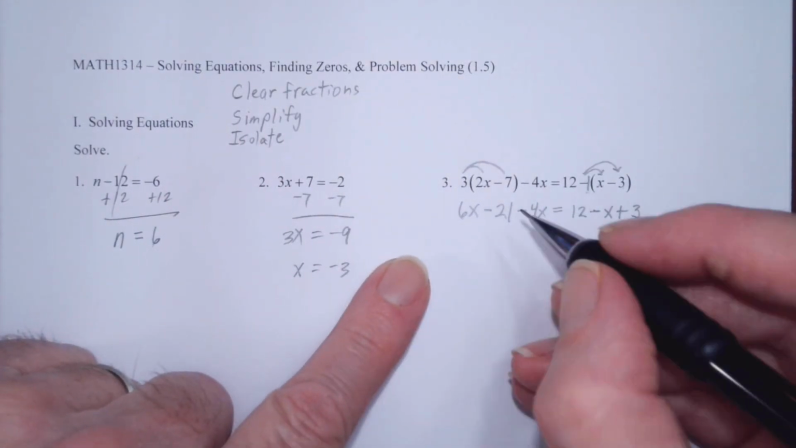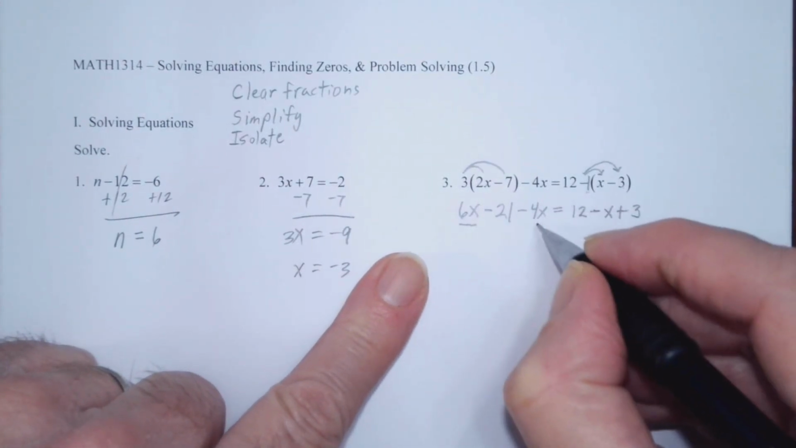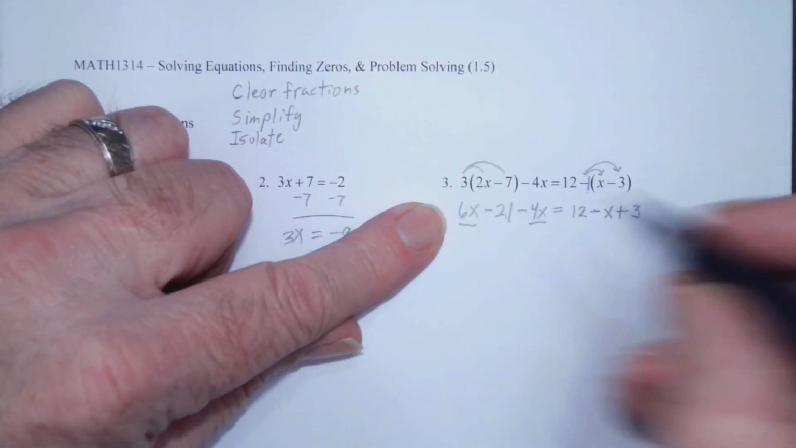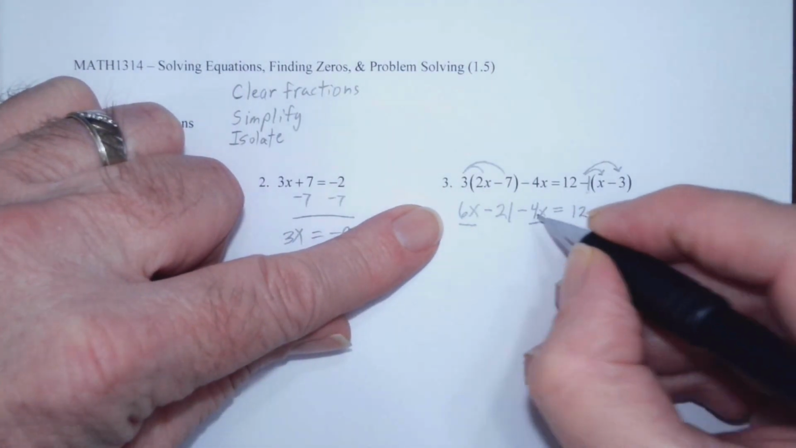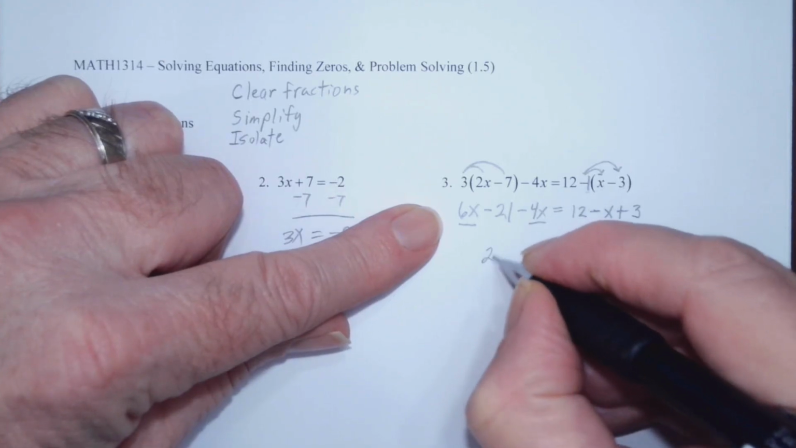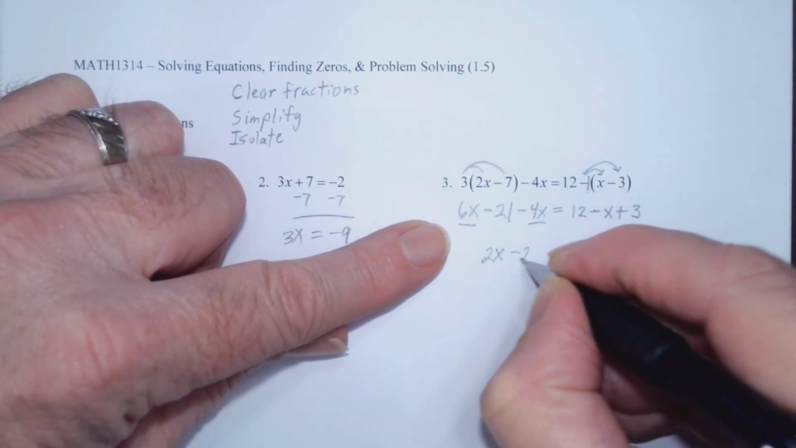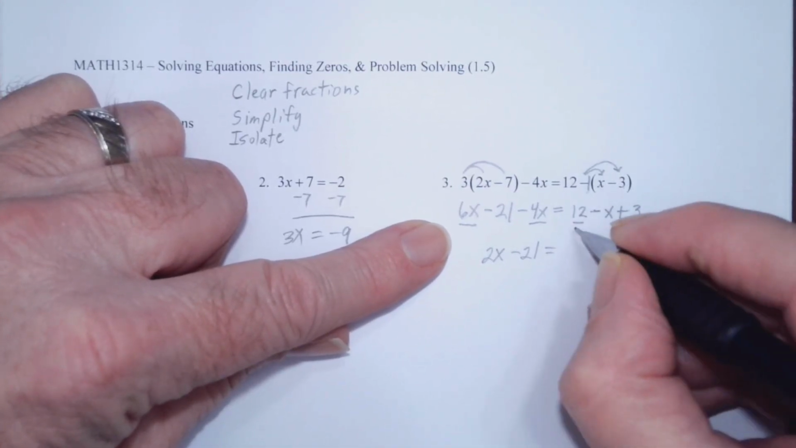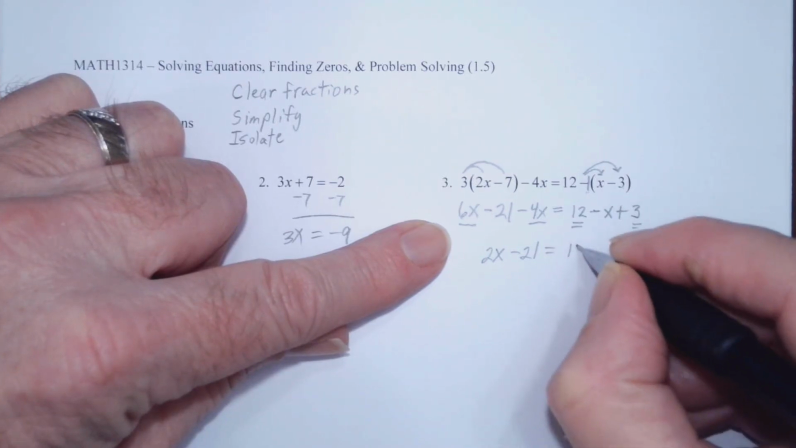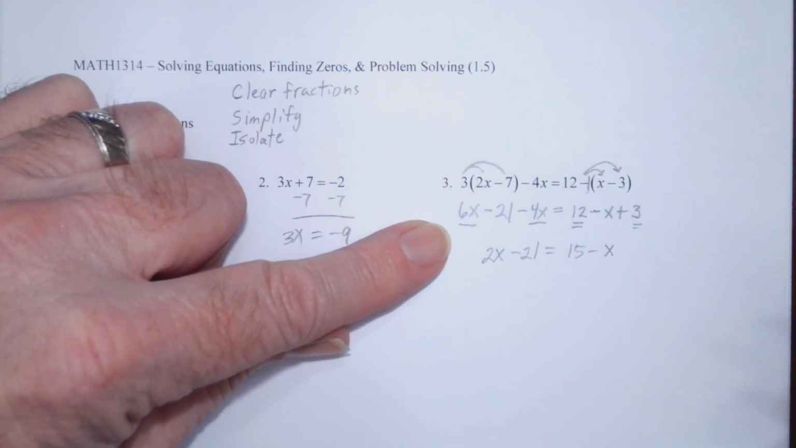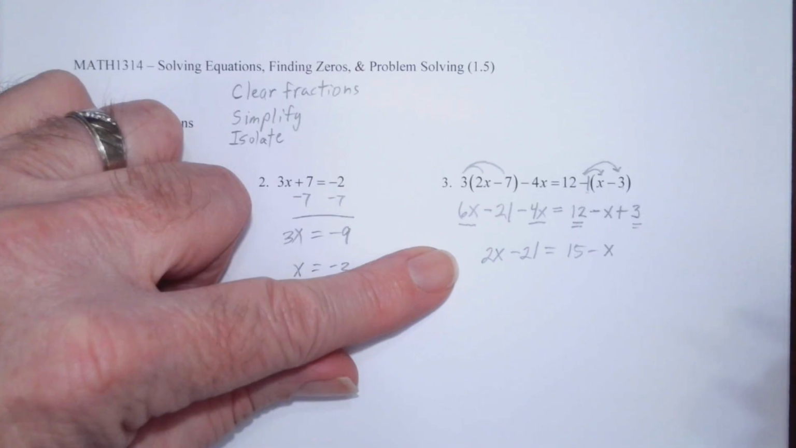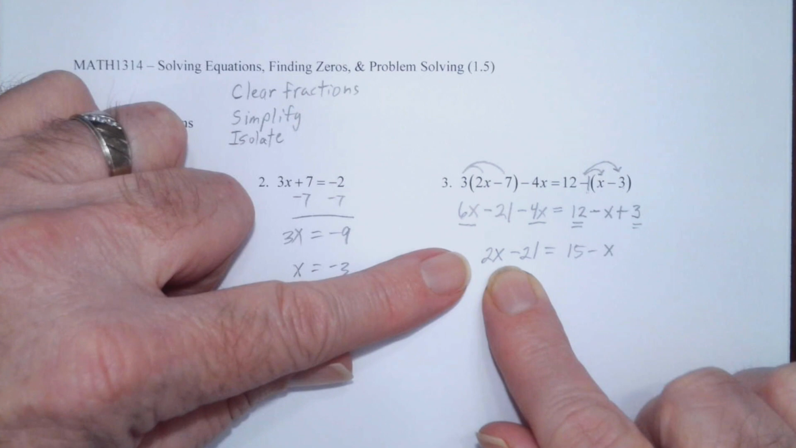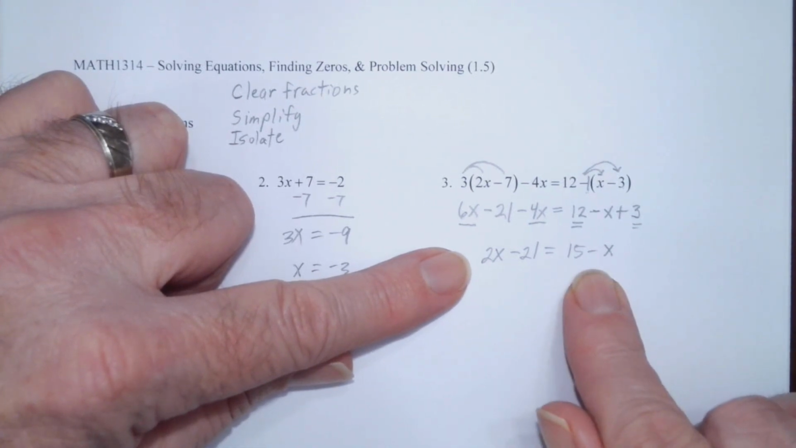Now we're not done simplifying. Notice on the left we can add our x terms together. We can only add like terms, and 6x and 4x are like terms. It's a minus 4x, so 6 minus 4, we're going to get 2x minus 21 is equal to, notice on this side we can add the 12 and the 3, that's 15 minus x. All right, so now we've simplified everything that we could on each side. These are not like terms, so I'm done on the left. Same thing on the right.